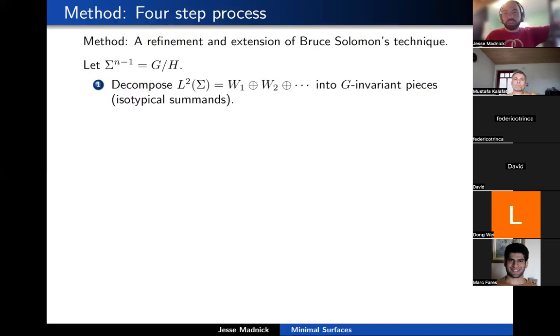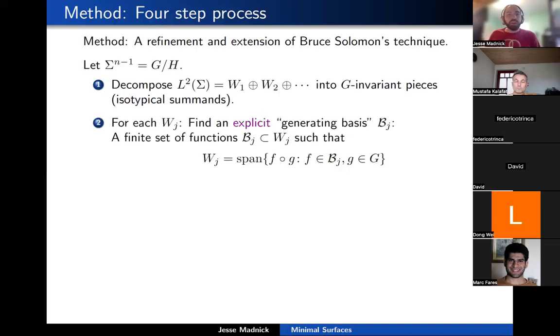So sigma is a homogeneous hypersurface. So let's say it's G mod H. Step 1 is to consider the L2 functions on sigma, and you're going to want to decompose that space into G invariant pieces, W1, W2, etc. These are called isotypical summands. You do this with the aid of a theorem called Frobenius reciprocity, which I'll explain next time. That theorem only gives you half of the story. It tells you what these spaces are, but it doesn't tell you their dimensions. And calculating their dimensions is actually quite tricky. You need some input from representation theory, so you call up your representation theorist friend and maybe they tell you what the dimensions of these are.